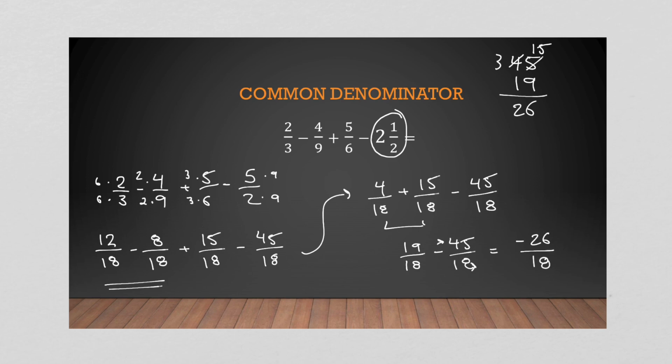Now in this case, I can divide both of those by 2. I can factor out a 2, so now I have negative 13 over 9, and I am done.